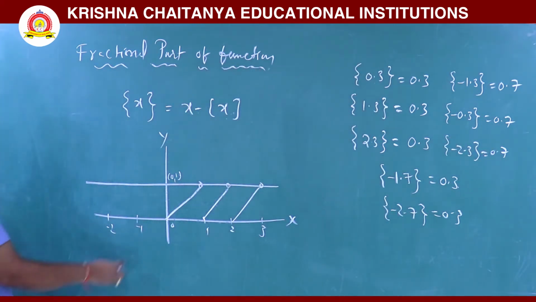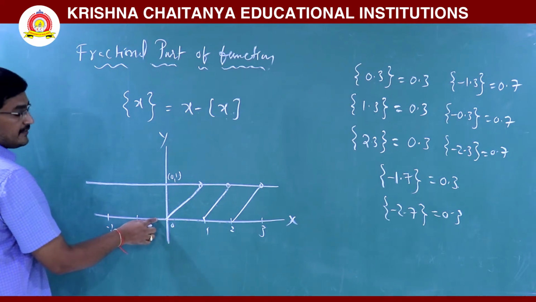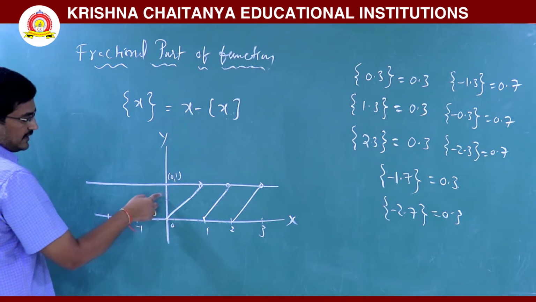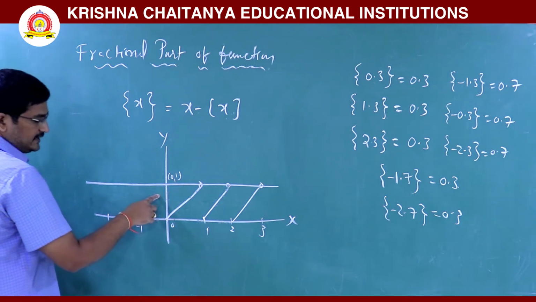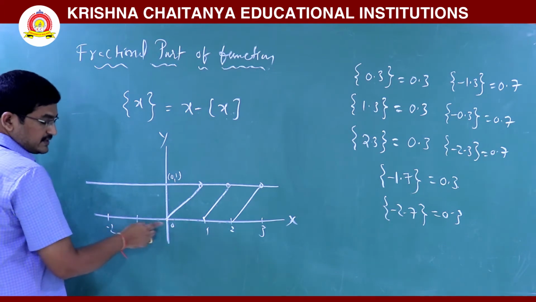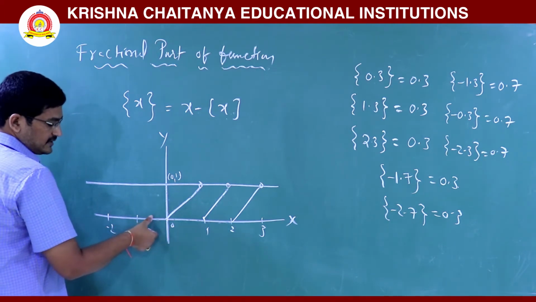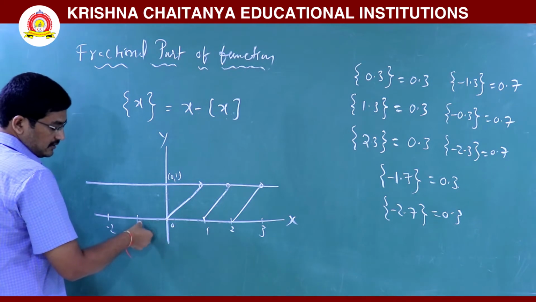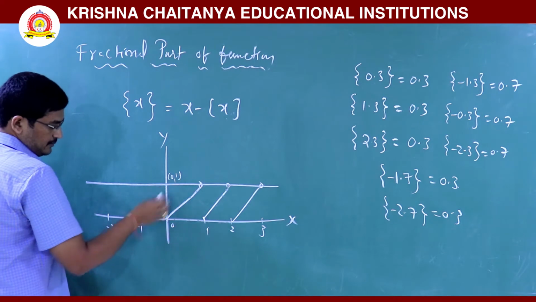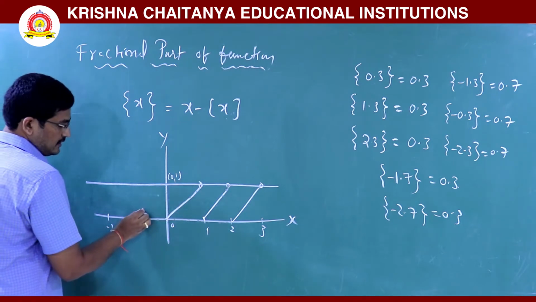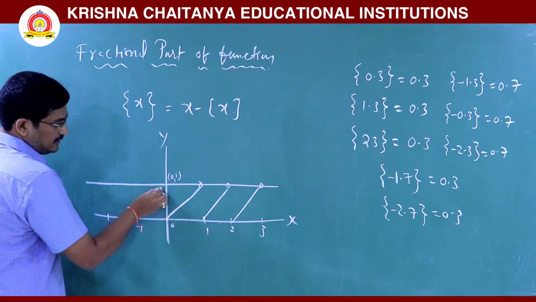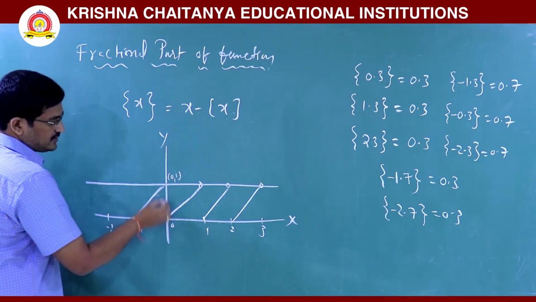In the same way, the fractional part of minus 0.3 is 0.7. 0.7 should be like here. Suppose you take all the values between minus 1 and 0 and find the fractional part of all the values between these two, then you have to draw the graph parallel to these 3 lines. This line moves like this and this one moves up to the value before 0.